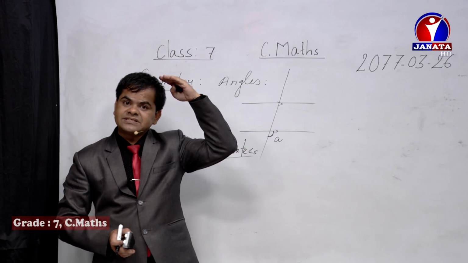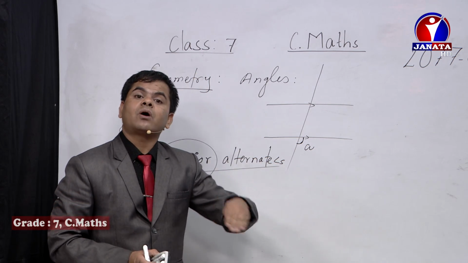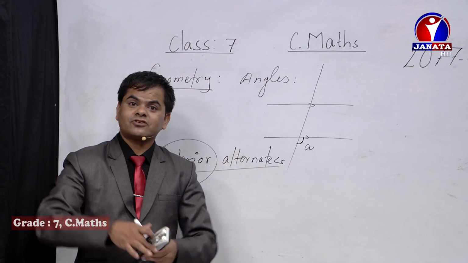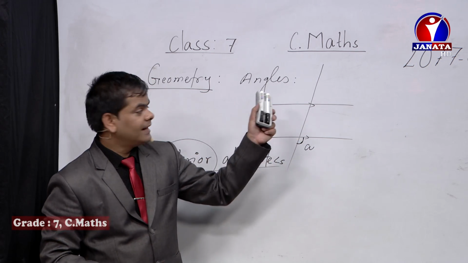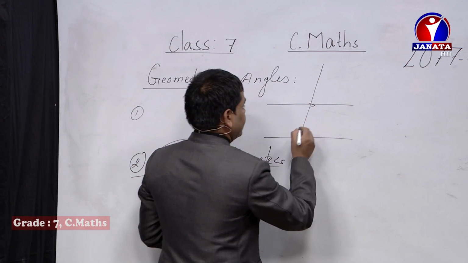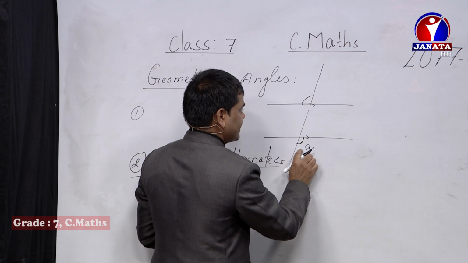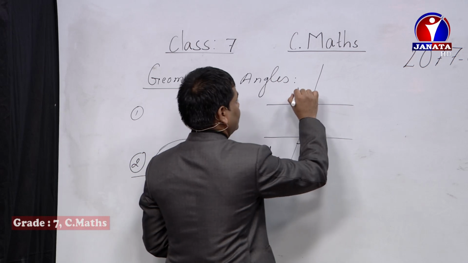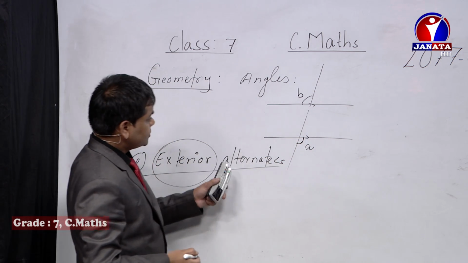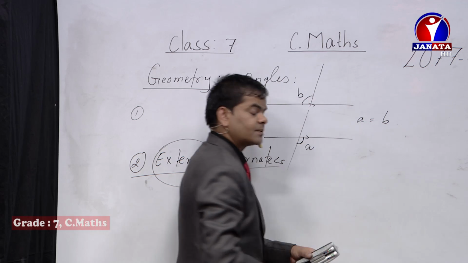Now see another alternate angle outside of the upper parallel line. But what does alternate mean? If one is on the right hand side, then another should be on the left hand side. So that's why outer, outer. Now one is on the right hand side, another is on the left hand side. So this one will be B. And in such cases, what happens, dear students? A equals B. That's the property.